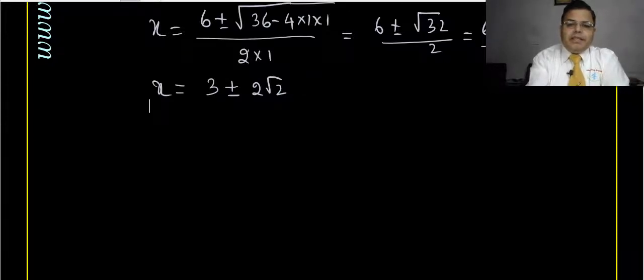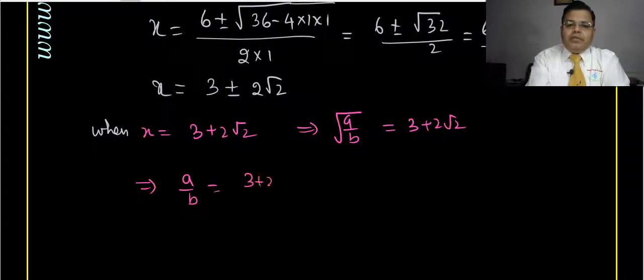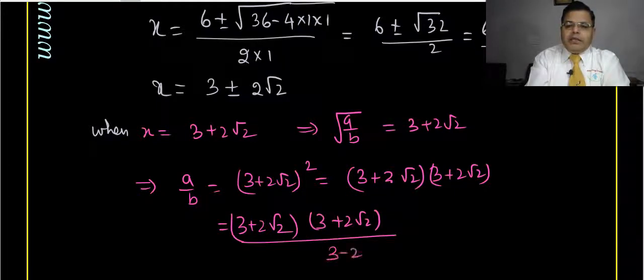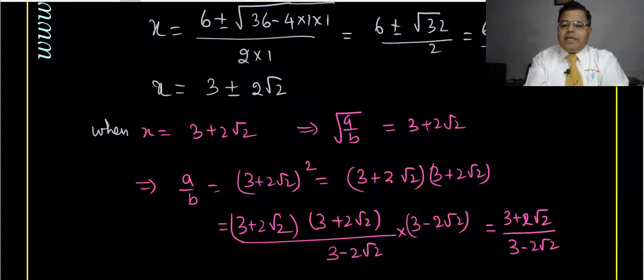Take x equal to 3 plus 2 root 2. This implies under root A by B is equal to 3 plus 2 root 2, and that can be further written as A by B is equal to 3 plus 2 root 2 whole square, that is 3 plus 2 root 2 into 3 plus 2 root 2. Now multiply numerator and denominator by 3 minus 2 root 2. Then 3 plus 2 root 2 will be left in the numerator, and in the denominator, a plus b and a minus b give a square minus b square: 3 square is 9, minus 2 root 2 whole square is 8, and 9 minus 8 is 1.